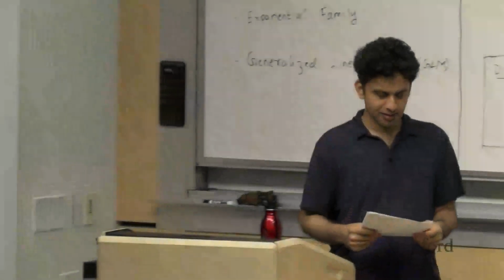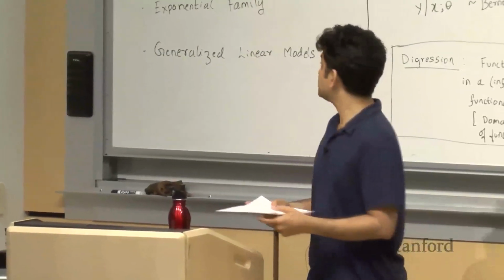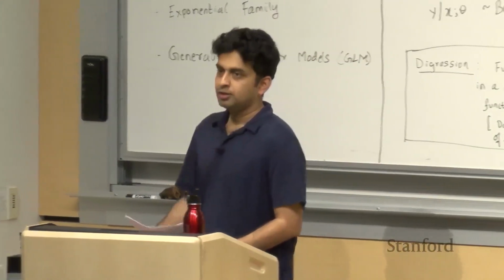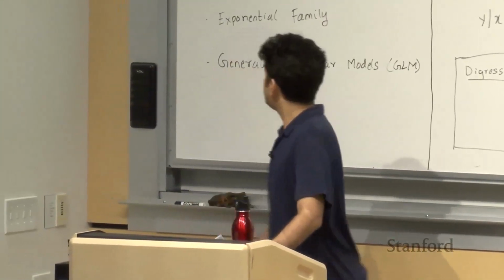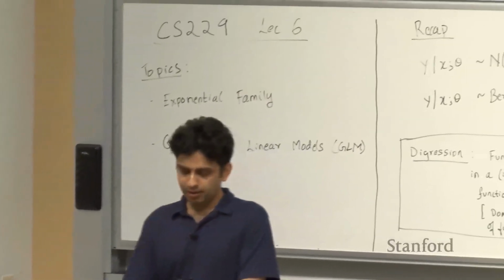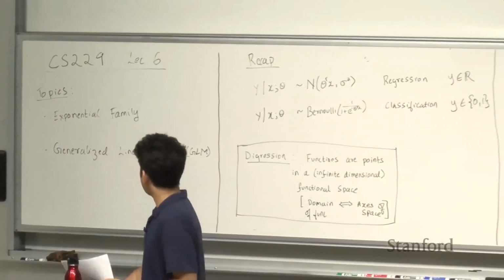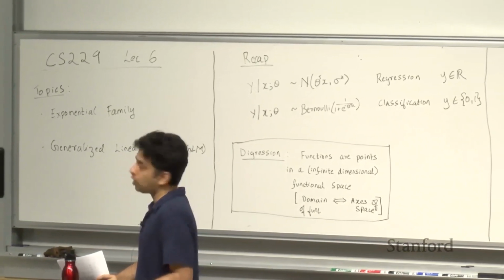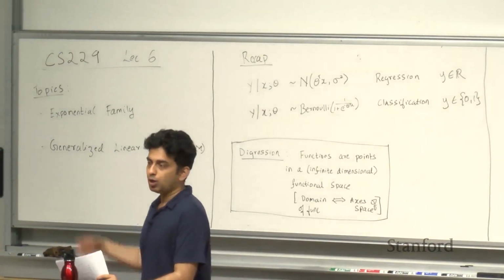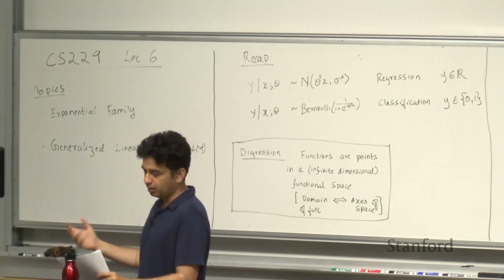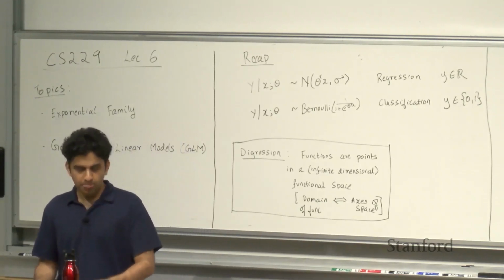Okay, welcome back. Let's continue. So this is our sixth lecture. The topics for today are the exponential family. It's a family of probability distributions, and the generalized linear models, or GLMs. The two topics are kind of tightly coupled, so we covered them in the same lecture.